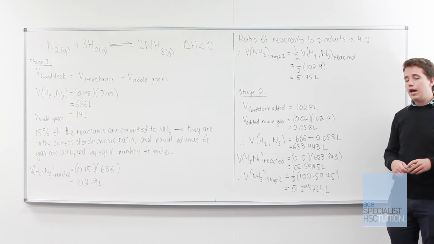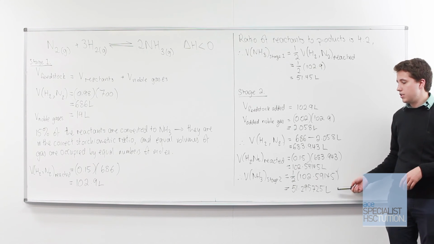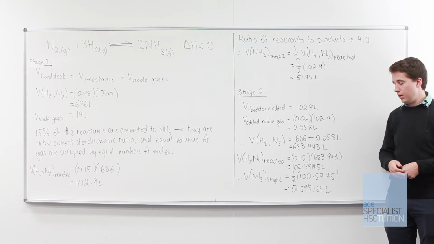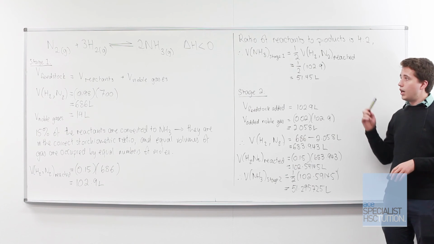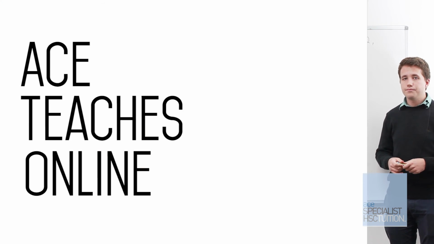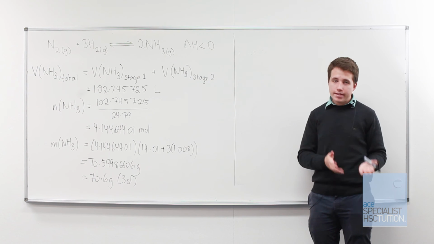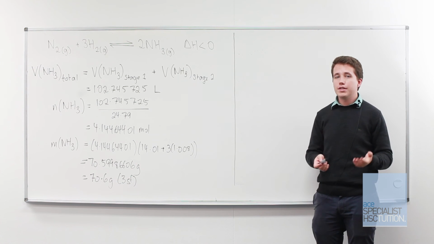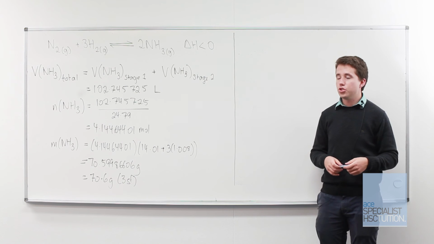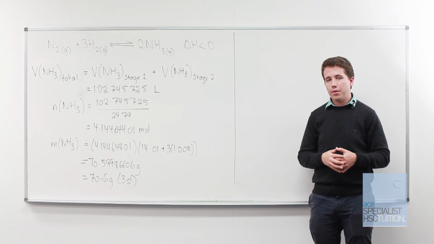And then we can just apply the same mathematics that we did previously, halving this figure to find the actual amount of ammonia that we produce in stage 2. So now we have the 2 volumes of ammonia that we've produced. Now that we know both the amount of ammonia produced in stage 1 and stage 2 of the reaction, we can sum this to find the final volume of ammonia produced. And that's about 102.7 litres of ammonia.